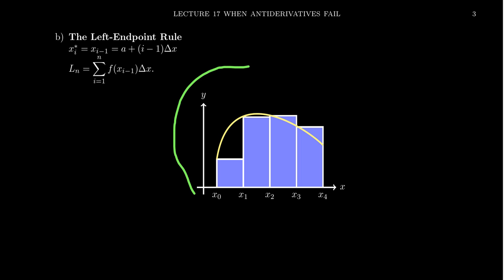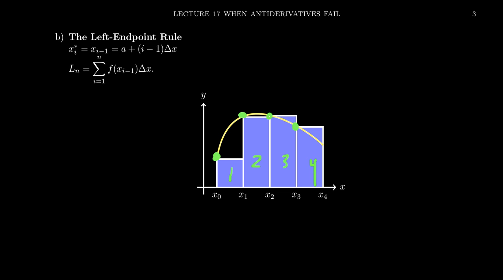We can see in this graphic right here an illustration of such a thing. So for the first interval, we choose our point on the left, which is x0. For the second interval, we choose x1 to determine the height of the function. For the third interval, we choose x2. And then finally, for the fourth interval, we choose x3, that is f of x3, to be the height of the function. So we're always looking at the left endpoint rule there.